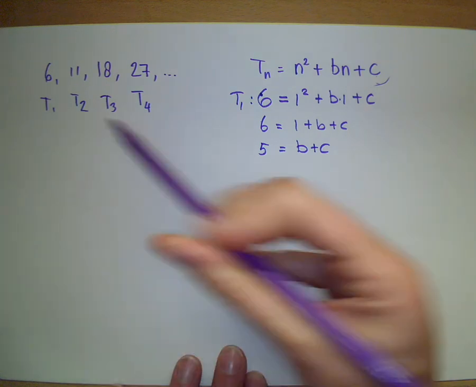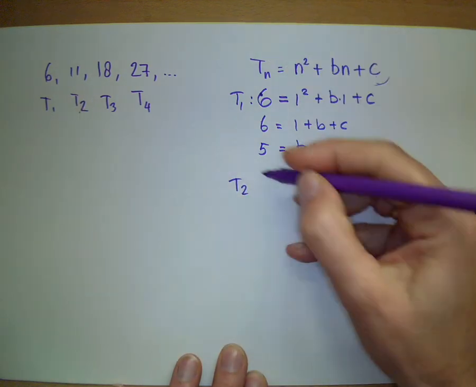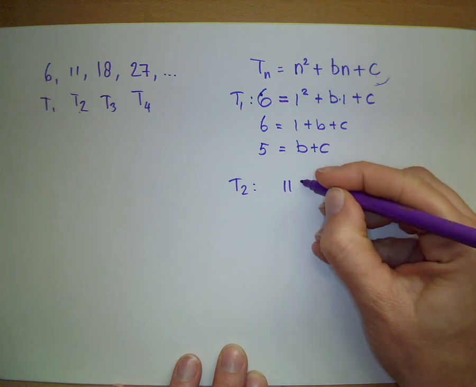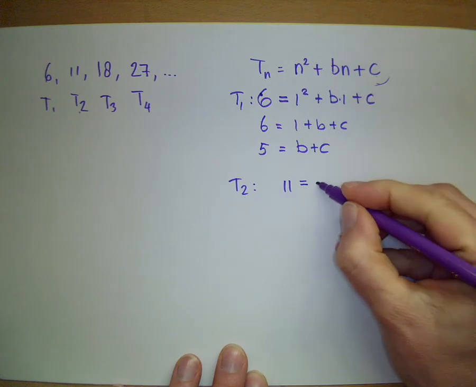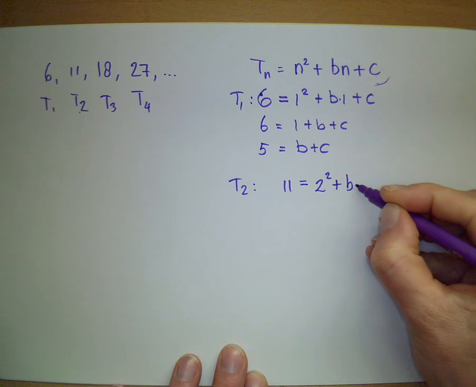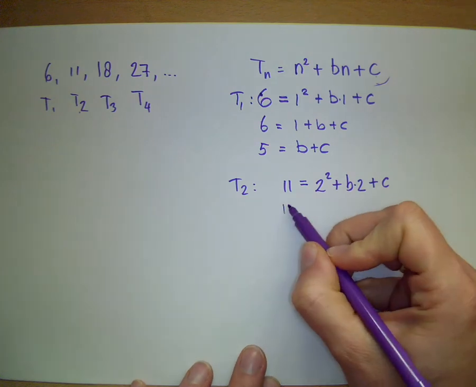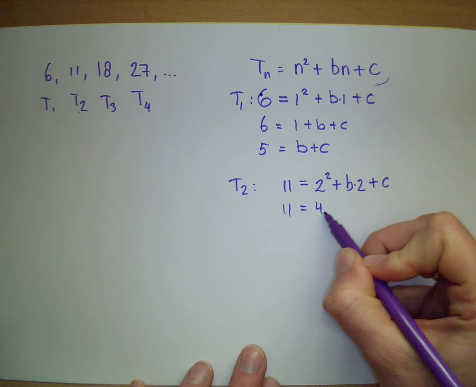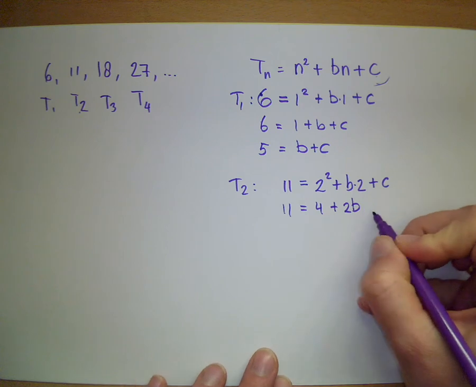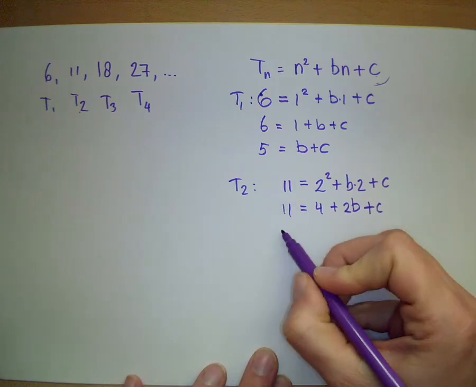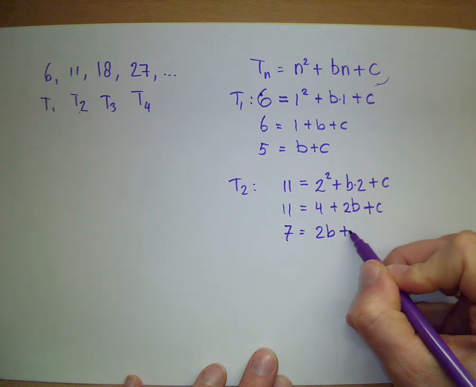Let's use the second term as well. Second term. The value of the second term is 11. So 11 equals this expression when we plug in 2, right? 2 squared plus b times 2 plus c. 11 equals 2 squared is 4 plus b times 2. I like changing that around so that it's 2b plus c. We could move the 4 over, or subtract 4 from both sides, I should say. 7 equals 2b plus c.